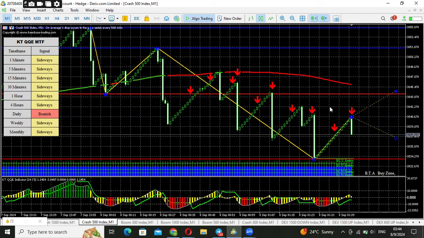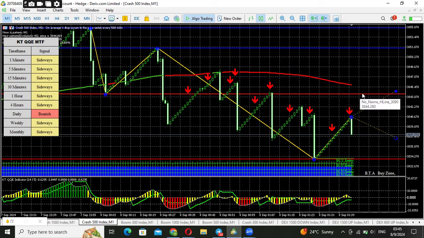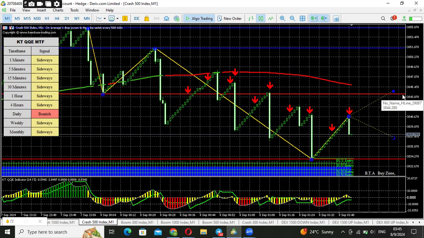Then we also have these lines, these red lines. I think you have seen it now. These red lines are there to show you that there's a resistance around that area. You see, it gave us that signal. I think you saw it. It gave us that signal and it just spiked.